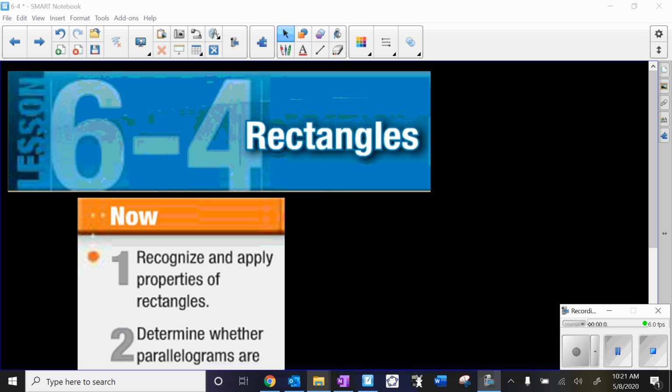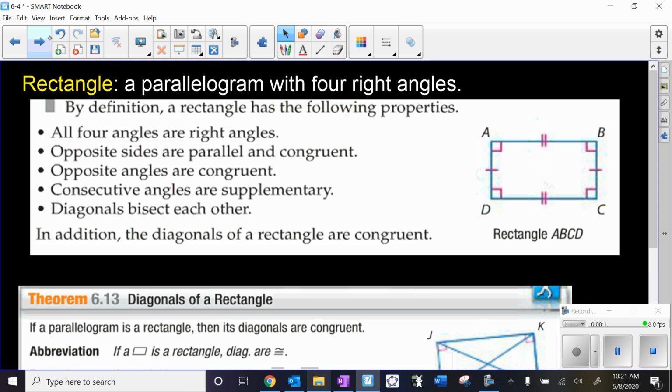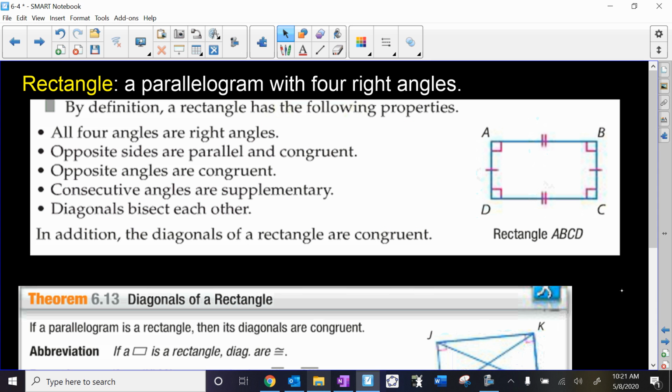In section 4, we're going to look at rectangles. So we'll look at applying properties of rectangles and then determine whether a parallelogram is a rectangle or not on a coordinate plane. So first thing, what is the definition of a rectangle? A rectangle is a parallelogram with 4 right angles.